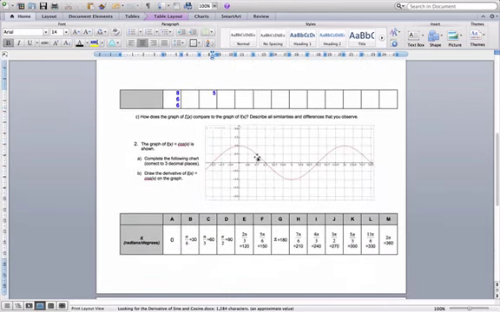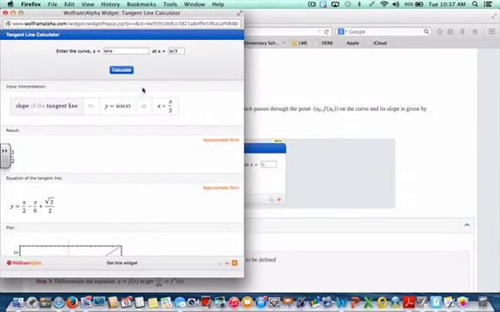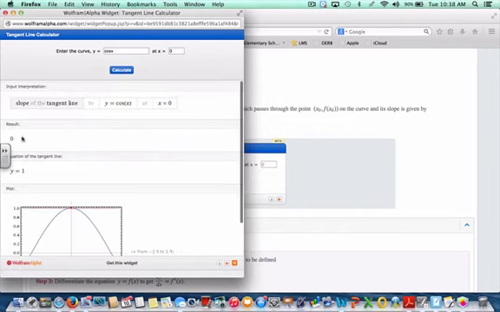Then you're going to repeat the exact activity for cos of x using your regular calculator to find the values of cos x, and then going back to this widget, you'll change your curve to cos x, go back and start at 0, hit calculate, and it will find all of your tangent slopes for you.